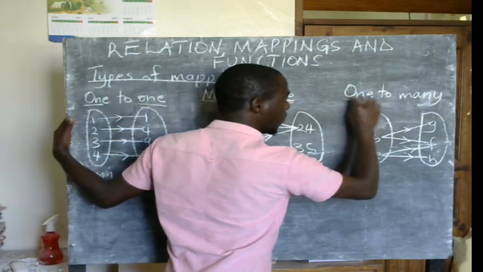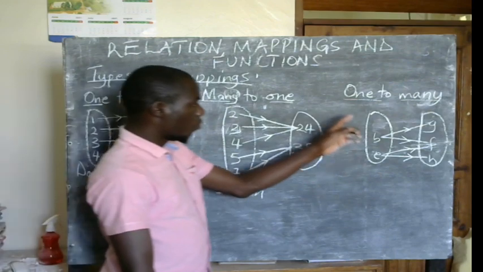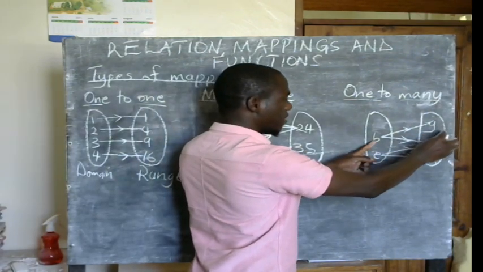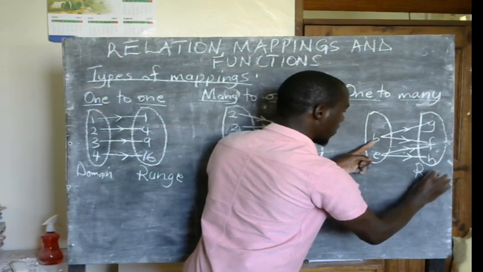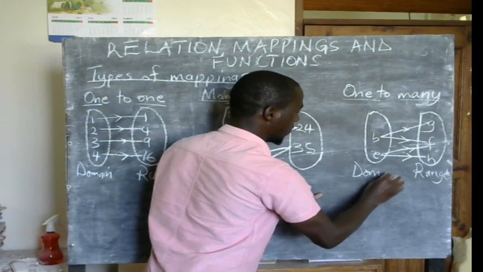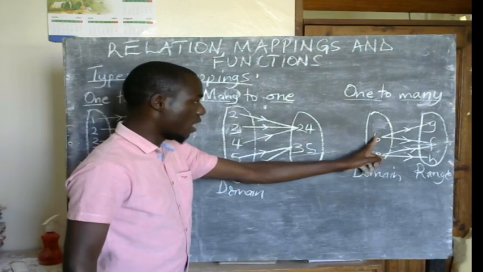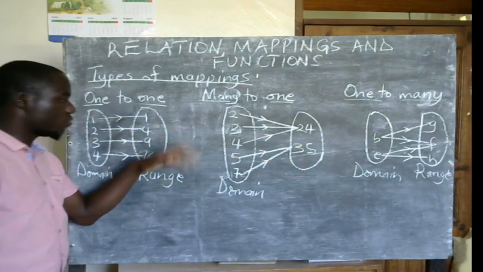Then lastly we have one to many. One element is being mapped onto more than one image in the range. So that is the range, and this one here is the domain. That is why we call it one to many. Many to one. One to one.